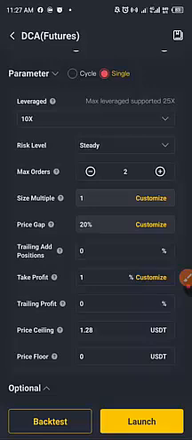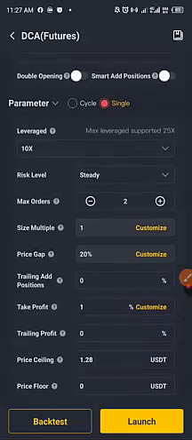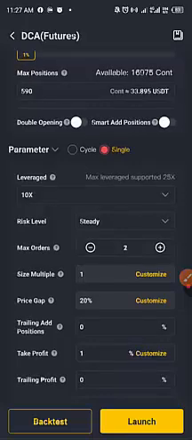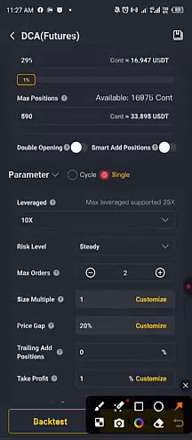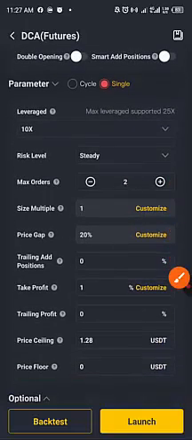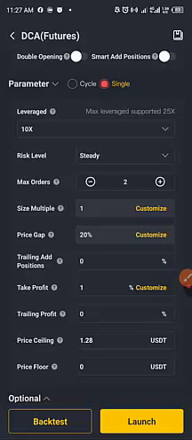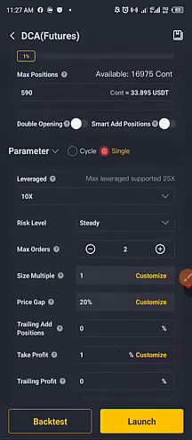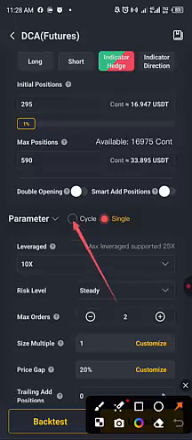So I've set the take profit to 1. I've set my price gap to 20, my size multiple to 1. Max order, remember, is on 2. If you have more capital, you can increase your max order. But for a $100 account or anything less than maybe 2,000 or so, or 1,000, just leave it on 2 to be safer.